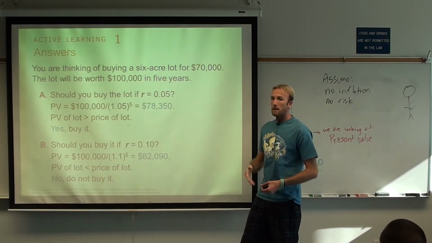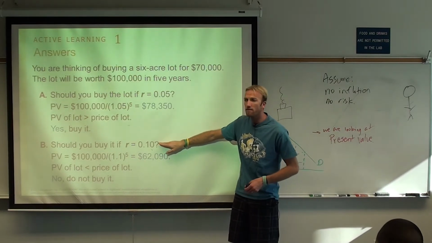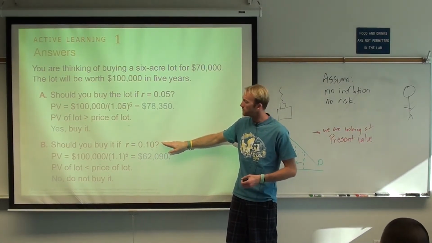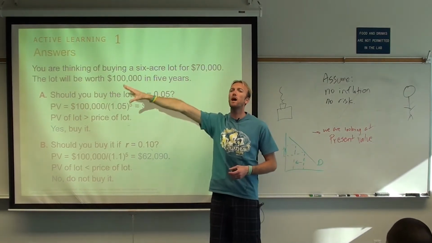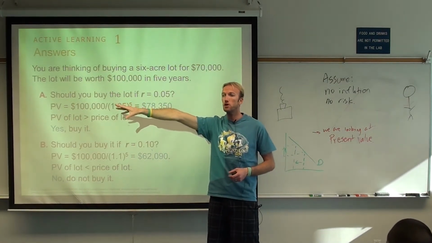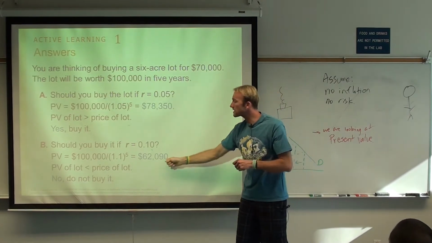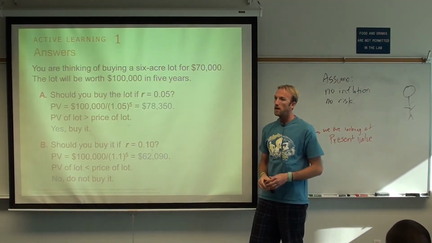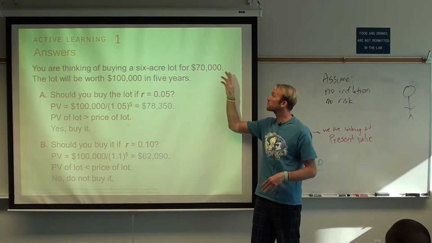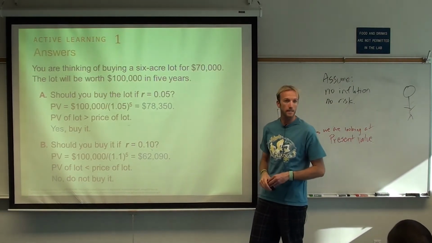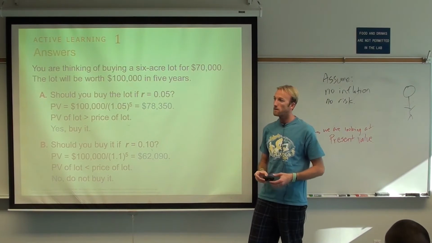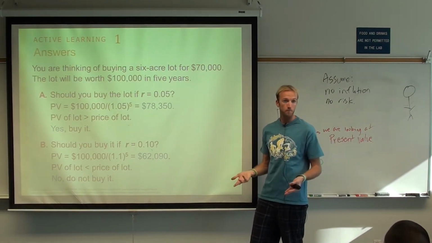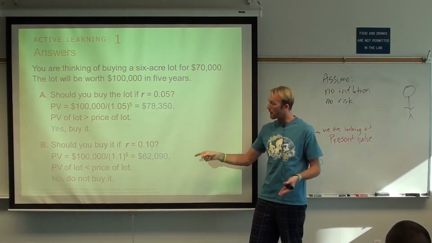Which means that because every year I value the future at 10% less, that's what the interest rate is telling me, that means that even though you're giving me $100,000 in the future, it only feels like $62,090 to me today, right? And today I'm going to have to pay 70 grand for this lot, so it's not worth it to me to make the purchase. So I should not buy it.